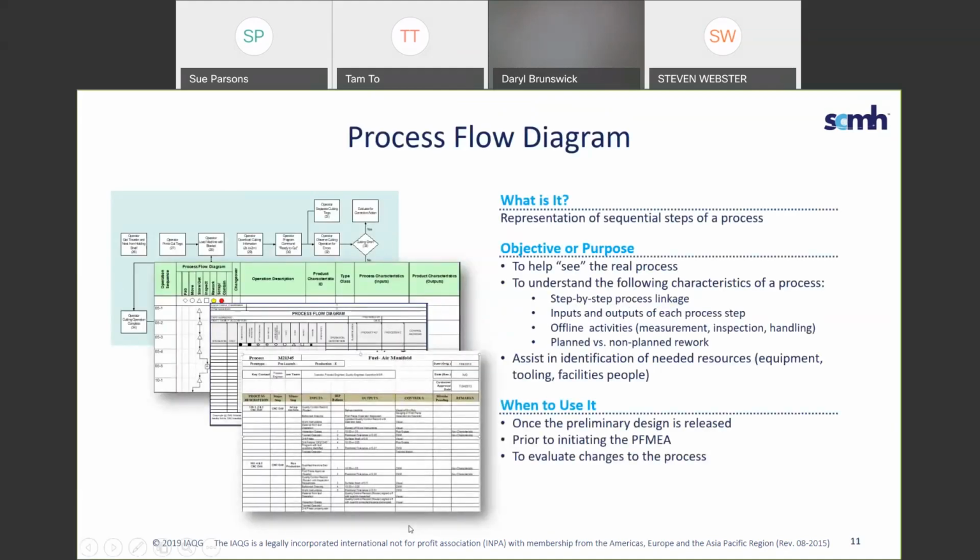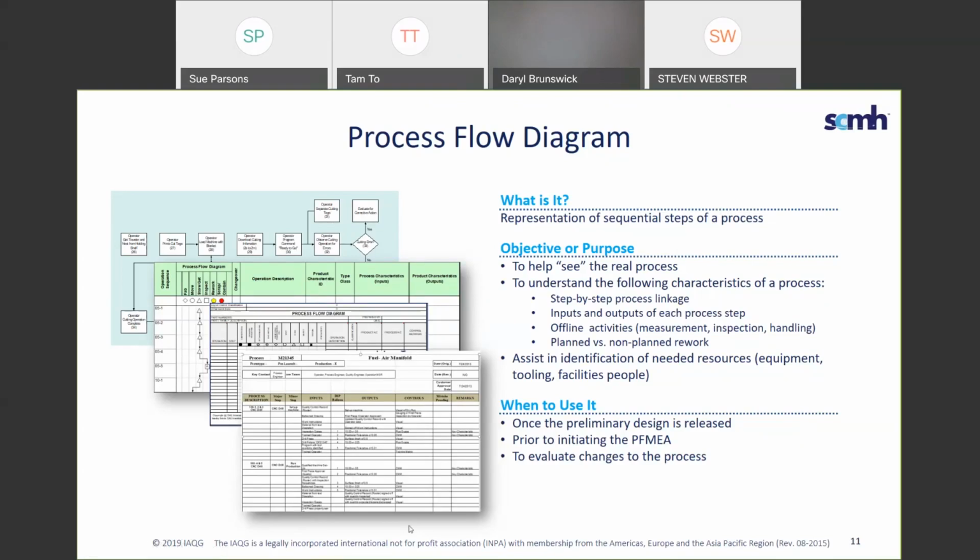Well, what is it? It's essentially a representation of sequential steps for a manufacturing process. This may include the operations from receipt of material through storage, packaging, and shipment, or a subset of those operations as deemed by your scope. This encompasses the movement of product internally from one step to the next, as well as movement to and from external operations. The purpose of a process flow diagram is to help us see the real process.